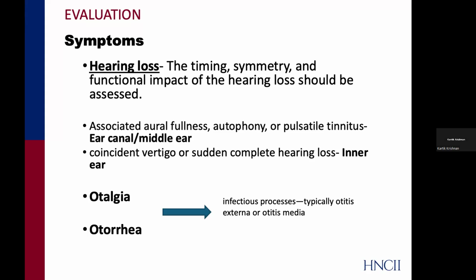The type of hearing loss can indicate where the tumor is. If it's a blocked ear or there is tinnitus, then it's in the external auditory canal or middle ear. If there is coincident vertigo or sudden complete hearing loss, then it can be in the inner ear because of vestibular involvement.